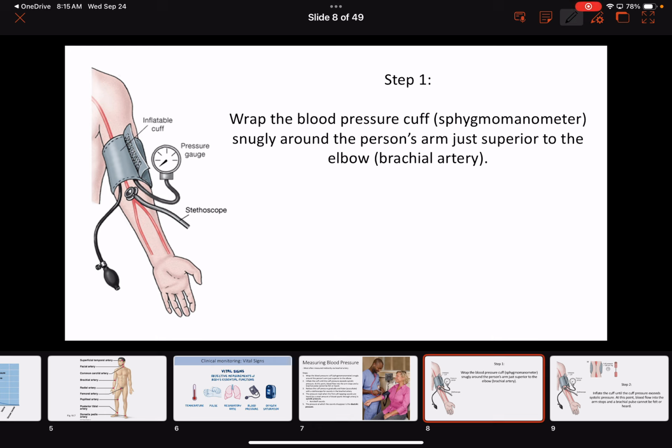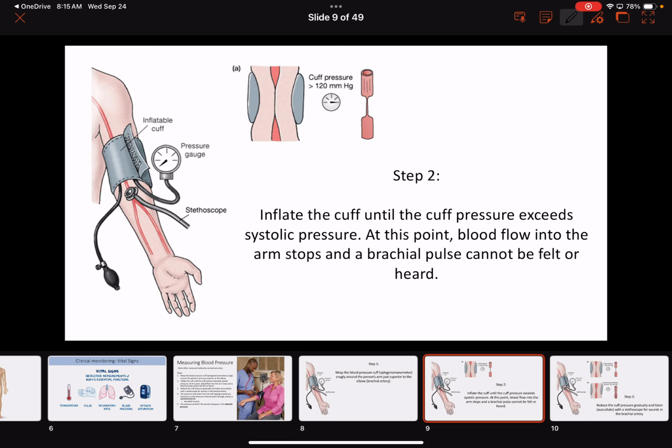When you're taking a manual blood pressure reading, first you're going to wrap the blood pressure cuff, which is called the sphygmomanometer, snugly around the person's arm just superior to the elbow, which is where the reading for the brachial artery is. You inflate the cuff until the cuff pressure exceeds systolic pressure, so you want to go well above that 120 to be able to cut off blood flow to the arm temporarily. If somebody is dealing with chronic hypertension and their systolic pressure is higher than 120, you're going to have to go even higher in order to get that cutoff of blood flow.